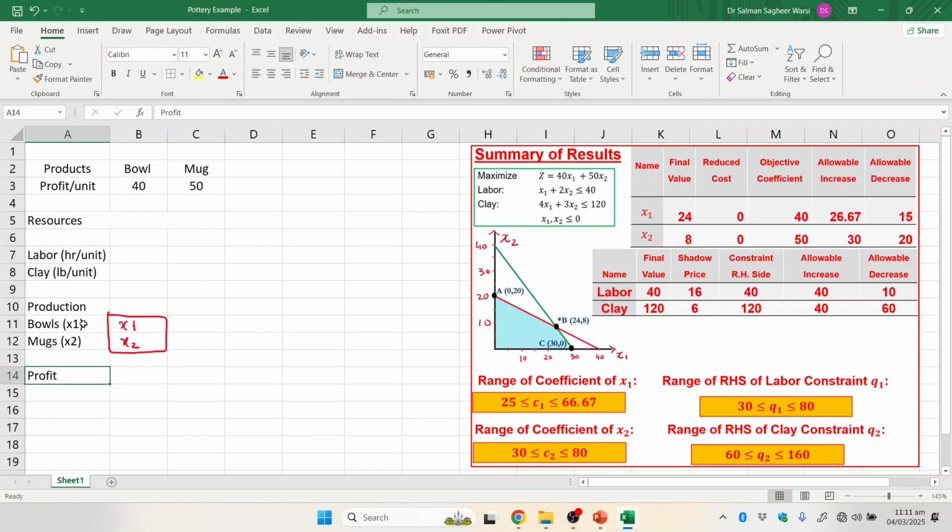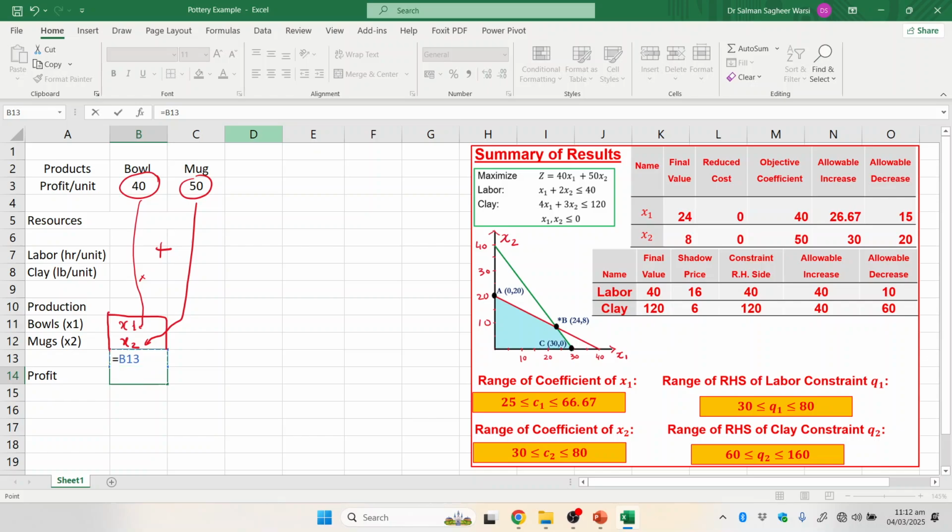With this, the first thing we want to write is the equation for the profit. Our equation is 40 multiplied by x1 plus 50 multiplied by x2, this cell. So what we are going to do, we'll write the formula here, equal to 40, which is written here, multiplied by this x1 plus 50 multiplied by x2. So this is the profit. Okay, this is the formula for profit.